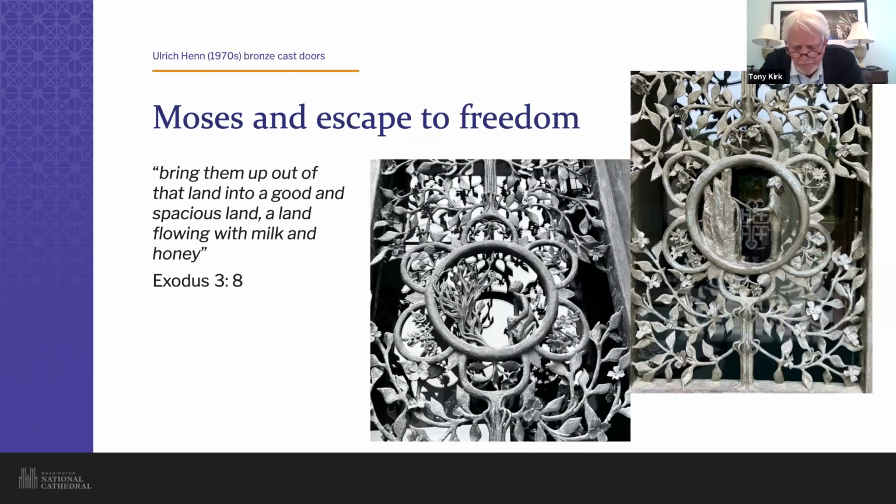Moses and Escape to Freedom. These are images from the bronze cast doors at the west entrance, lace-like and organic forms welcoming openness, in contrast to the heavy doors typical of the cathedrals of the past. The image on the left depicts Moses and the burning bush, where God directs Moses to take his people to that land of milk and honey.